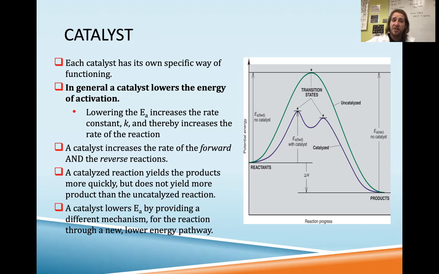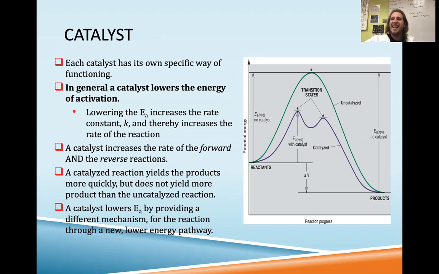So it lowers the activation energy, which then increases the rate constant k, and thereby increases the rate of the reaction. Your catalyst increases the rate of both the forward and reverse. Your activation energy forward and reverse is lower for both, which means they both happen faster. It yields the product faster, but doesn't make more.